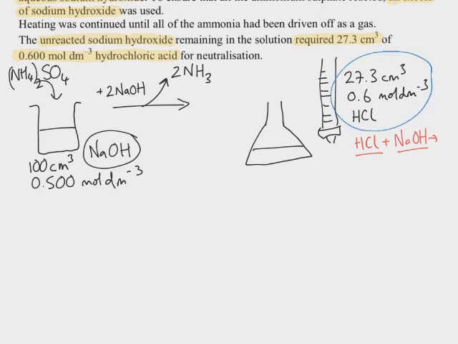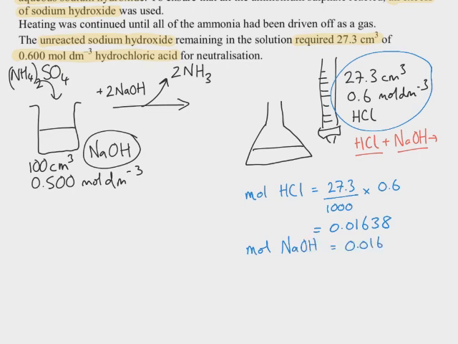So I'm going to work with the last bits of information I was given in the question, because that's the only thing I can do anything with, because it's the only thing that I've got two pieces of information about. I've got volume and concentration, volume over 1,000 to get decimeter cubed, times by 0.6 moles per decimeter cubed, gives me my moles of HCl, 0.01638. And it so happens, from that equation, that I know that they're a 1-to-1 ratio. That means there is 0.01638 remaining.